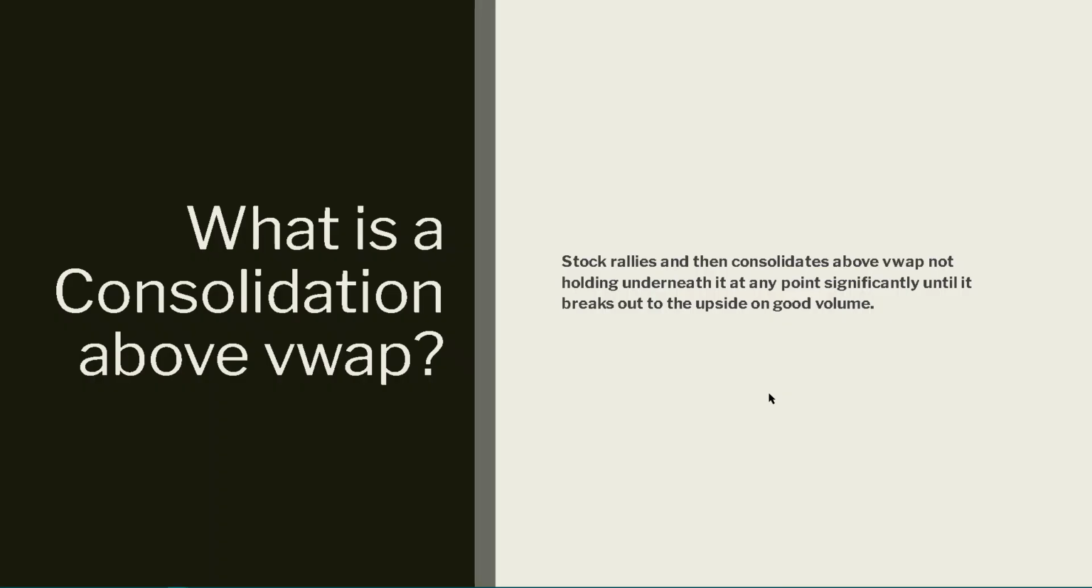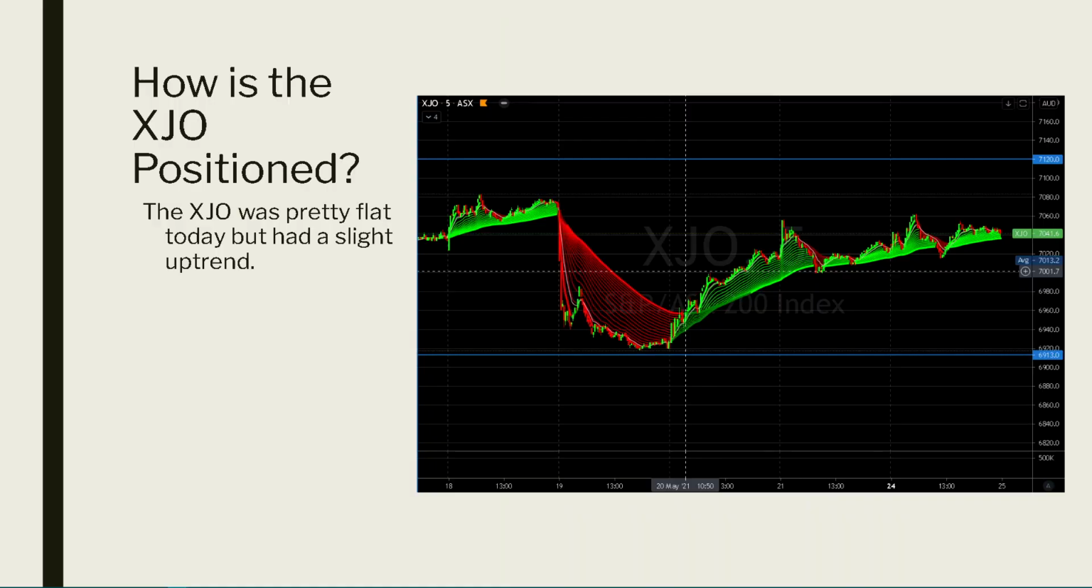So what is a consolidation above VWAP? The stock rallies and consolidates above VWAP, not holding underneath it, and what it ends up doing is it consolidates and gets tighter until it eventually breaks out to one side. So you want the stock to move in the direction of the consolidation, then consolidate in that direction above VWAP. For example, let's say we're looking for a long: it will rally, then consolidate above VWAP and then break out. It's strengthened by technical levels, and we'll go through what the technical levels were for this trade in a bit more detail.